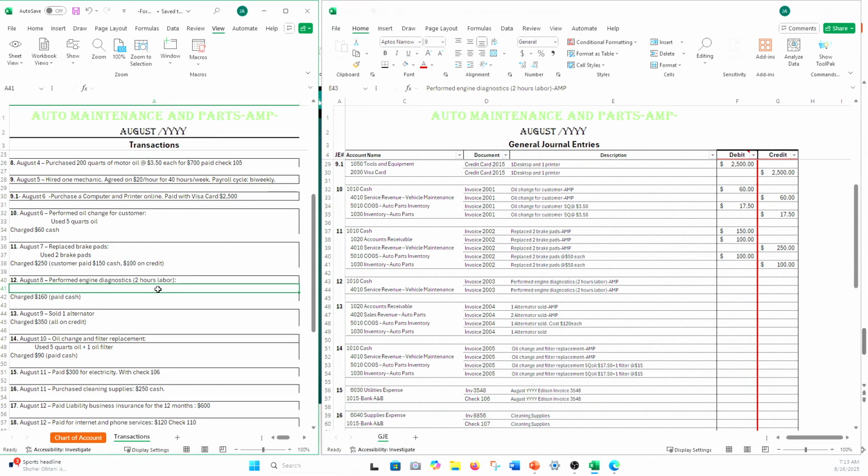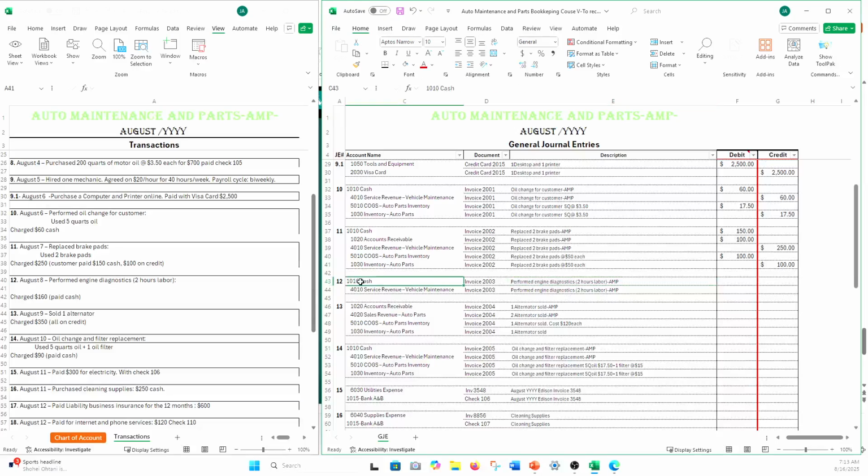It says that on August 8 they perform an engine diagnostic. So this is just labor. We don't use any inventory, we just use our time, mechanic time, and the mechanic time is going to be our cost, but this is going to be reflected through payroll. So we just perform a diagnostic and we charge $160.